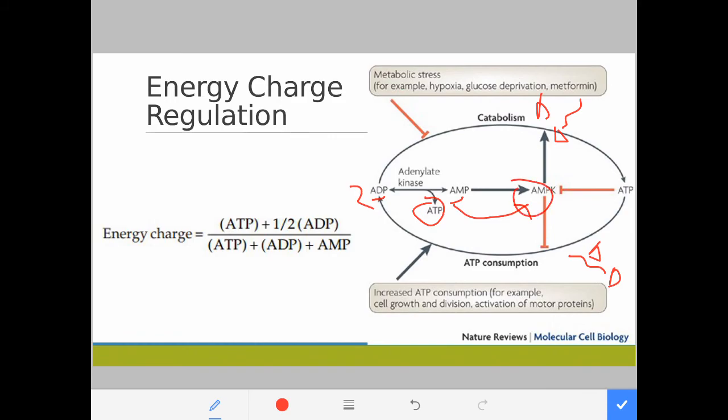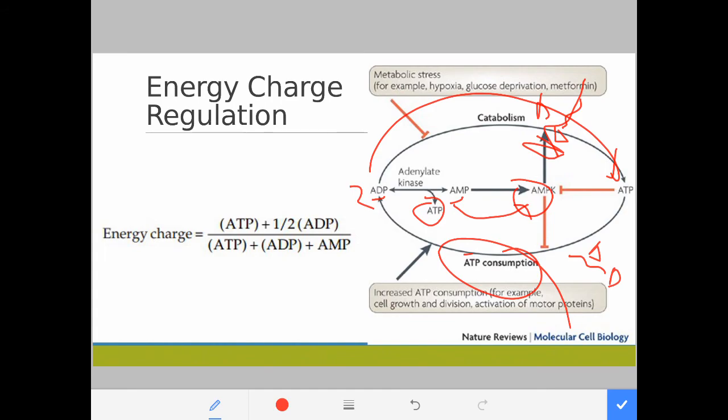That means we are lacking ATP. We need to produce more ATP. So it's a signal to create more ATP. It's a signal to activate catabolic reactions. And it's also a signal to stop anabolism, because anabolic reactions consume a lot of ATP. So that is one of the signals.